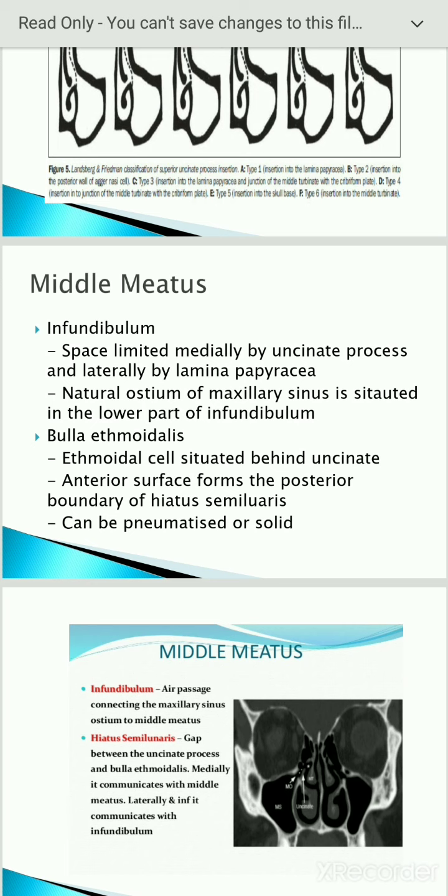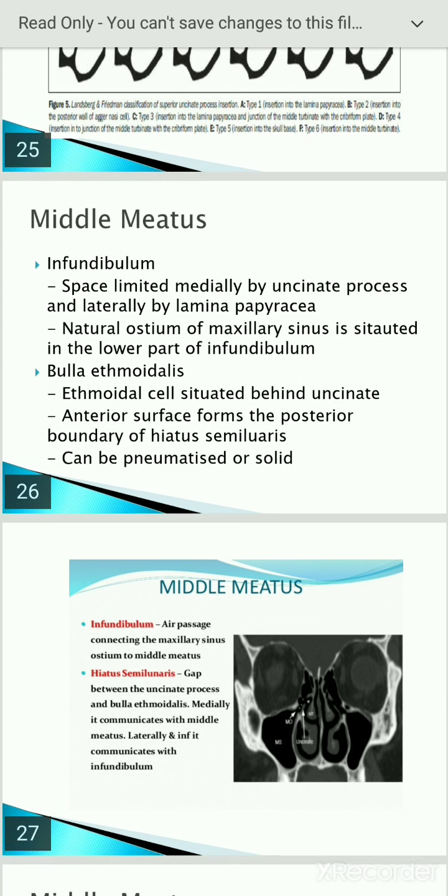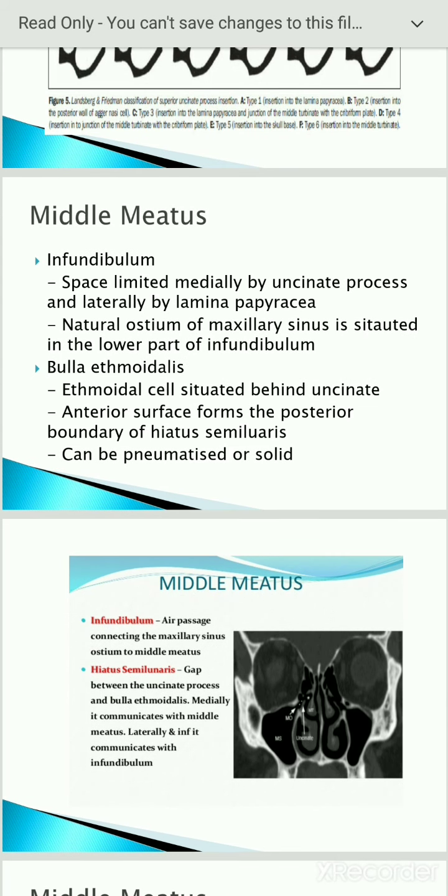There is one more structure in the middle meatus. It is known as bulla ethmoidalis. It is an ethmoidal cell situated behind uncinate process. Its anterior surface forms the posterior boundary of hiatus semilunaris. It can be pneumatized or it can be solid.